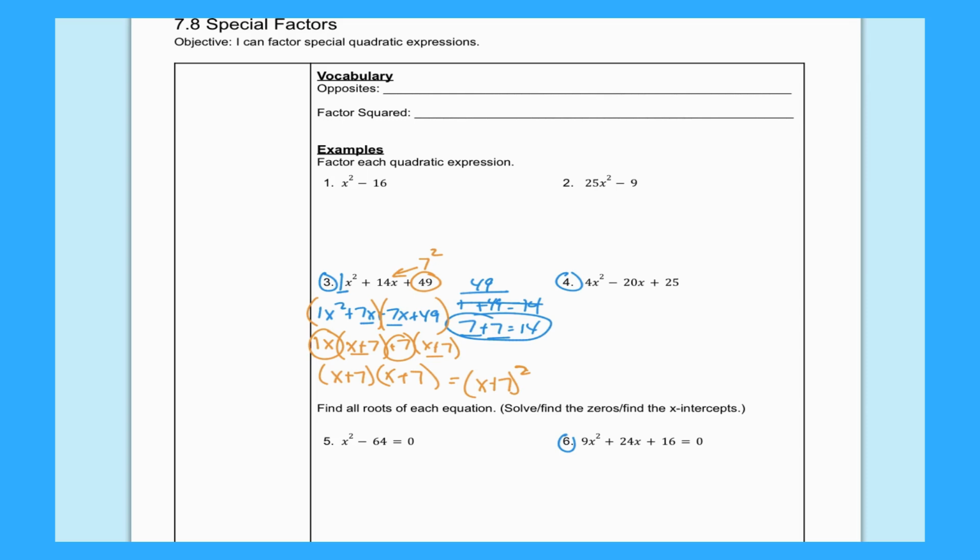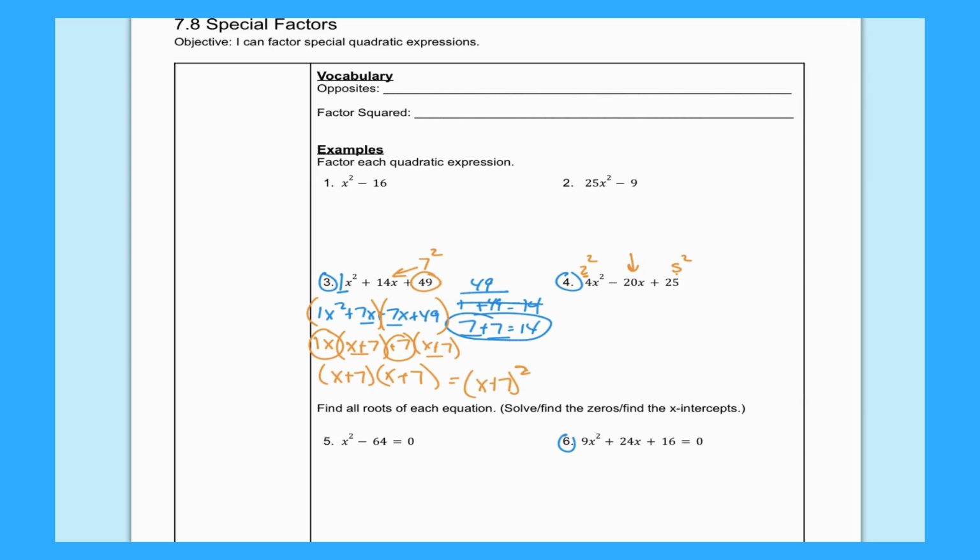So number 4, let's see what makes this one special. 4 is 2 squared. 25 is 5 squared. And then with these numbers, you need to multiply these together. So 2 times 5 is 10. And double that should give us 20. Okay, so as long as all those things are true, then we can use a shortcut.